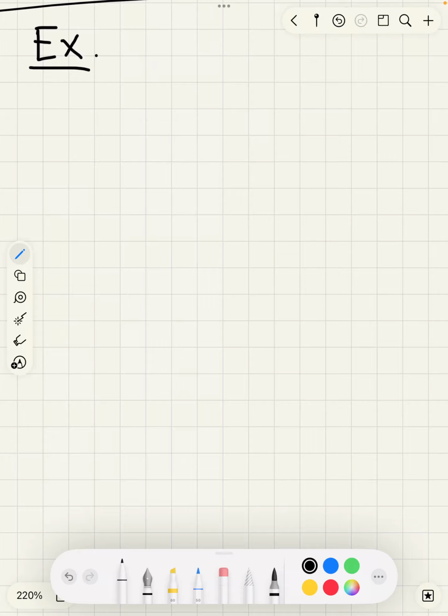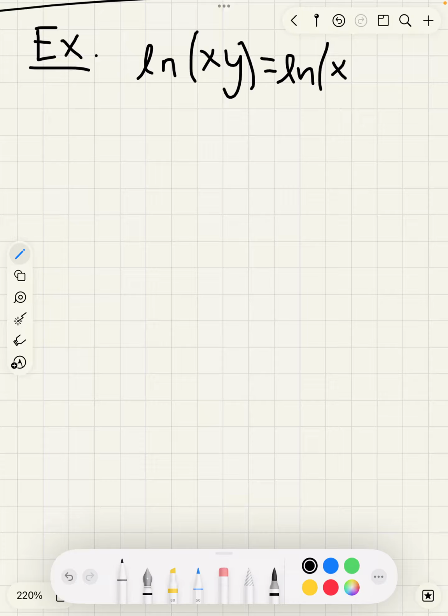So the first property that I want to review is that if I have a log, and it could be log base 10 or ln, which is log base e, if I take the log of something times something, remember that can be written as the log of the same base of the first factor plus the log of the same base of the second factor.